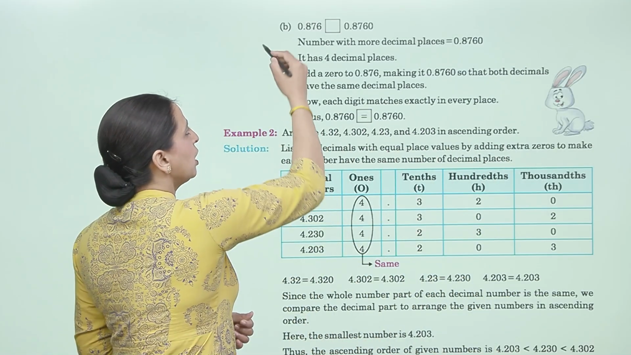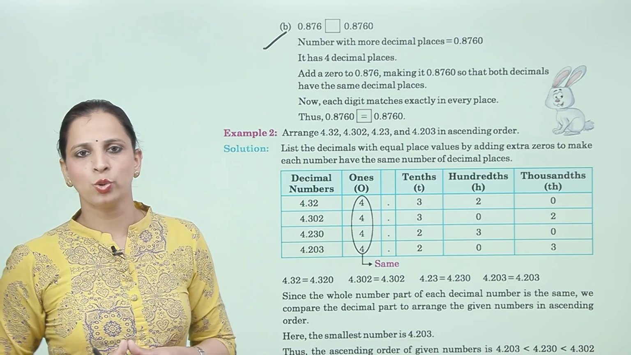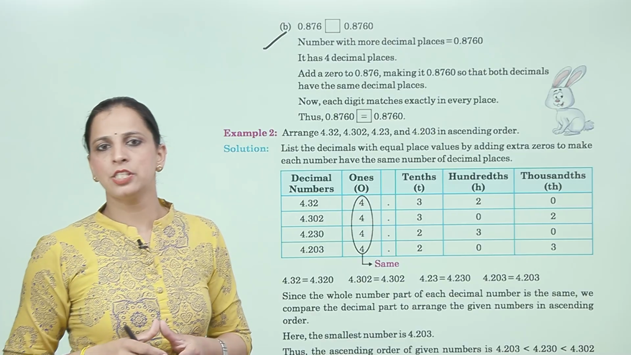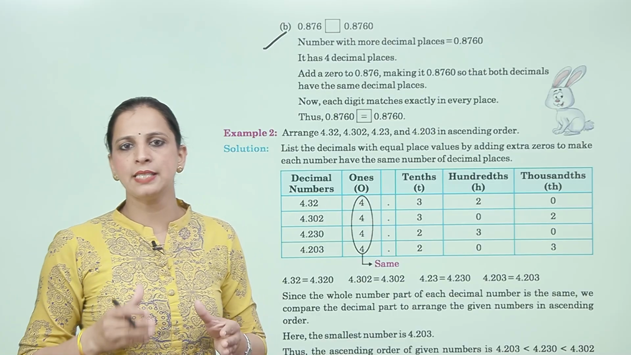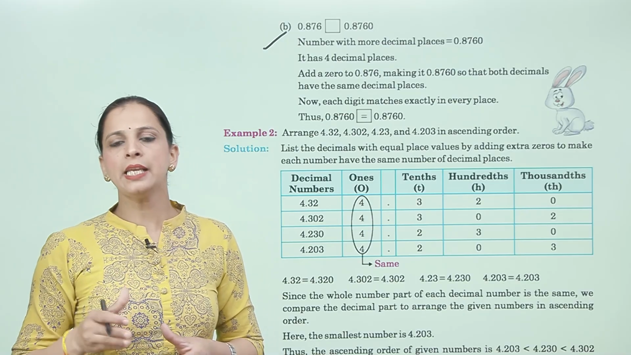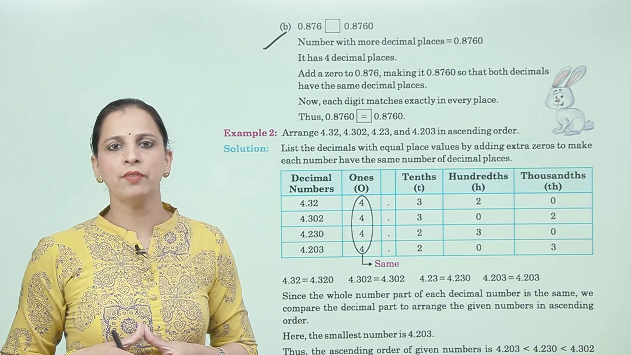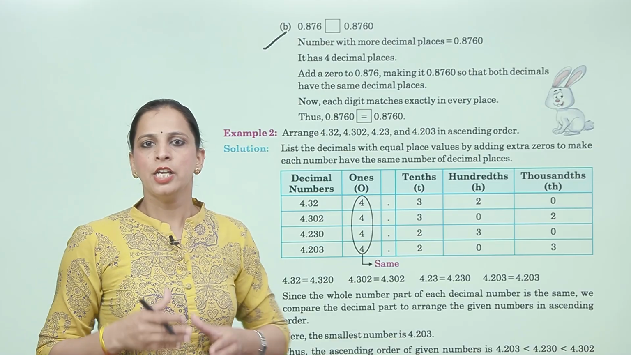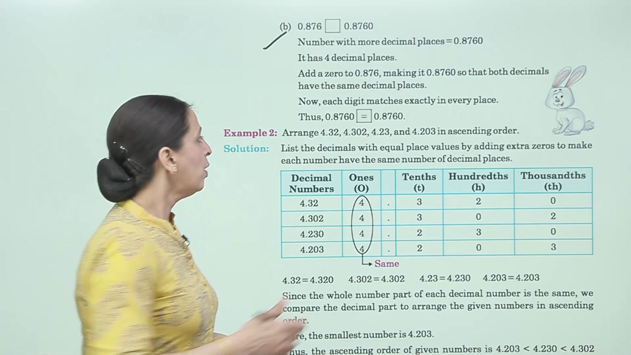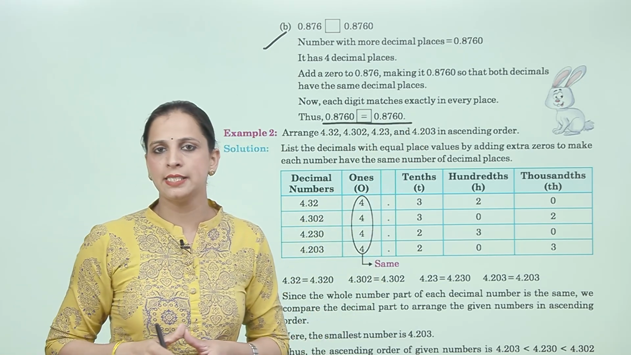Now B part, 0.876 and 0.8760. The number with more decimal places is 0.8760. It has 4 decimal places. Add a 0 to 0.876, making it 0.8760, so that both decimals have the same decimal places. Now each digit matches exactly in every place. Thus 0.876 is equal to 0.8760.